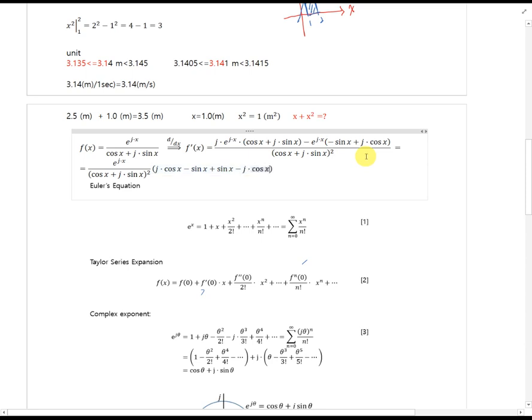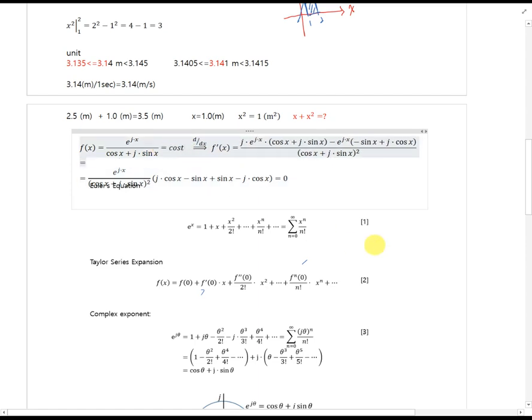Okay, now you see here, j cosine x minus j cosine x minus sine x is 0. You need to understand that f prime is 0, which means this is constant. It doesn't change. Then we can calculate f of 0.